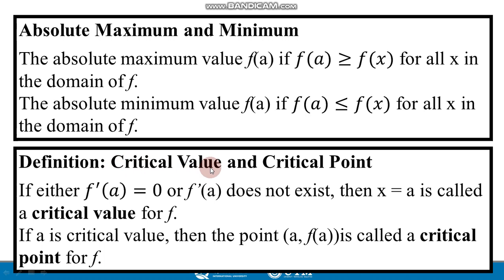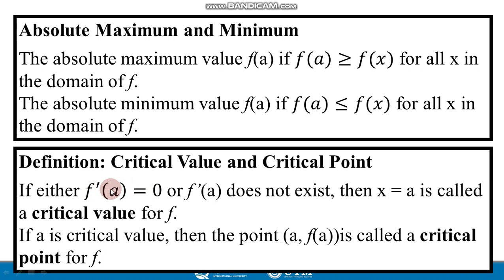And critical value and critical point also. Here, if either f prime of a is 0 or f prime of a doesn't exist, then x equals a is called the critical value for f. Here, when we find the critical point, we just set the derivative of the function equal to 0.